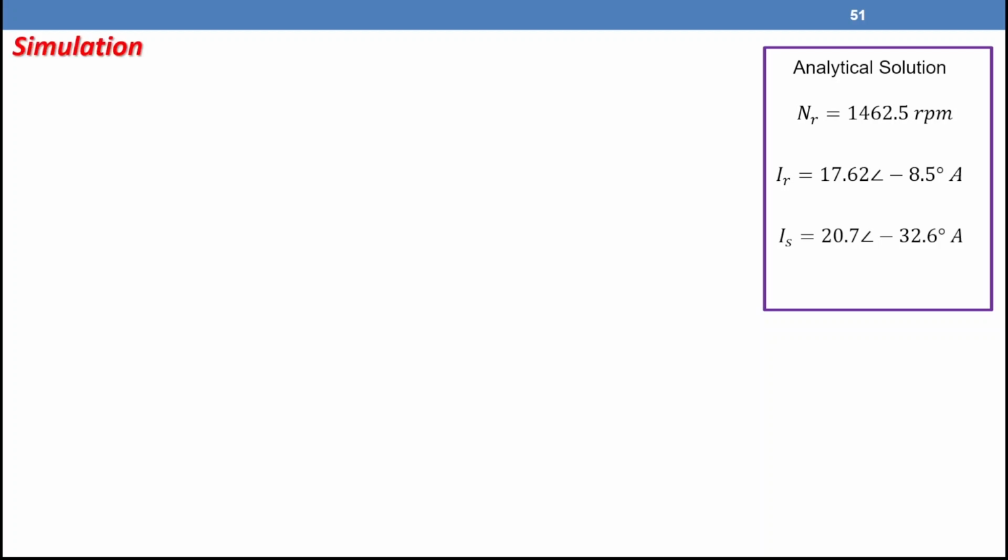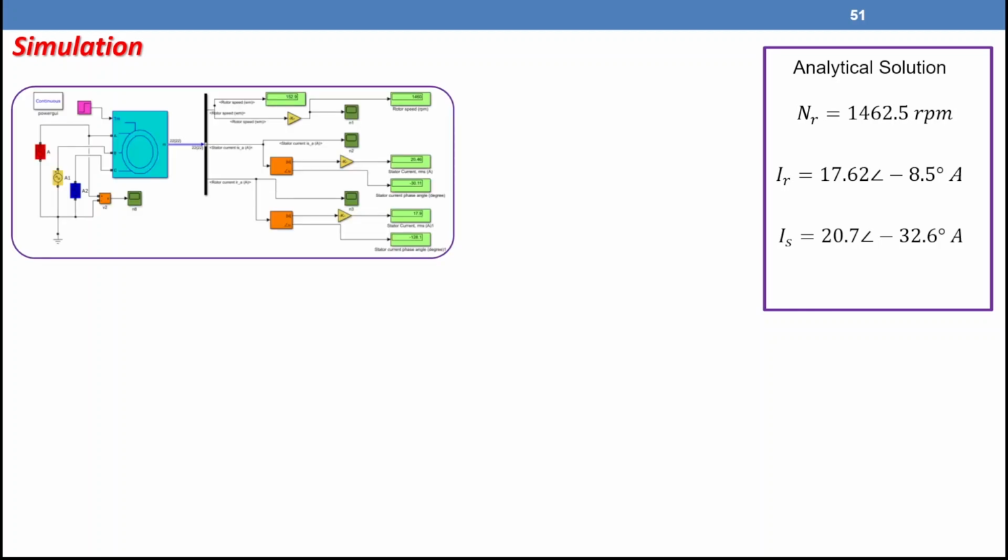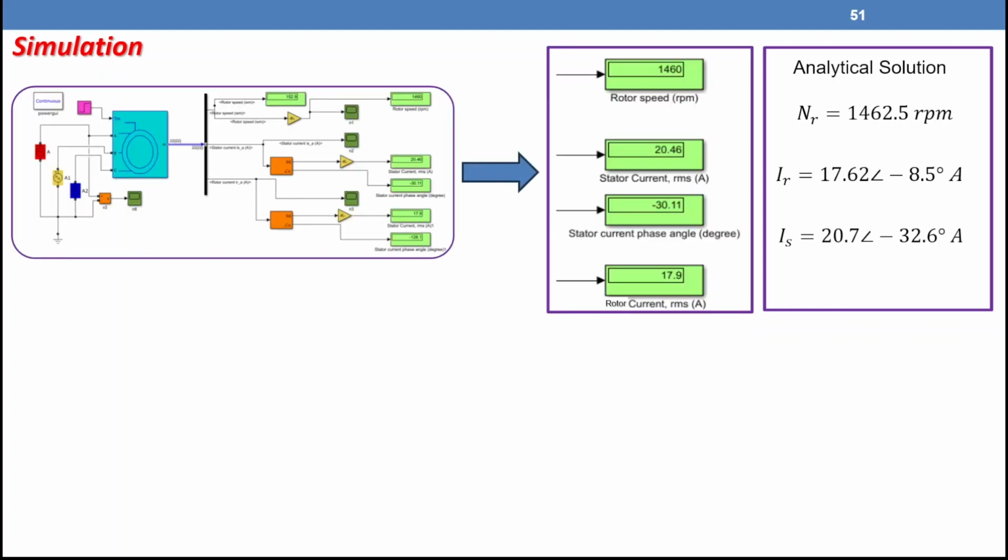So I'm going to use simulation using MATLAB Simulink, but we don't know anything about simulation yet. I'm going to explain that in detail in chapter number 5. But I'm going to use a simulation to confirm the results I had. So here we have rotor speed 1460 RPM, and the stator current equals 20.46 ampere with angle minus 30.11, and the rotor current 17.9 ampere.